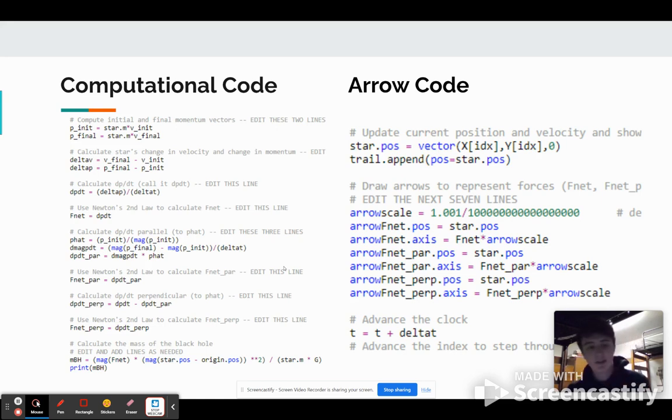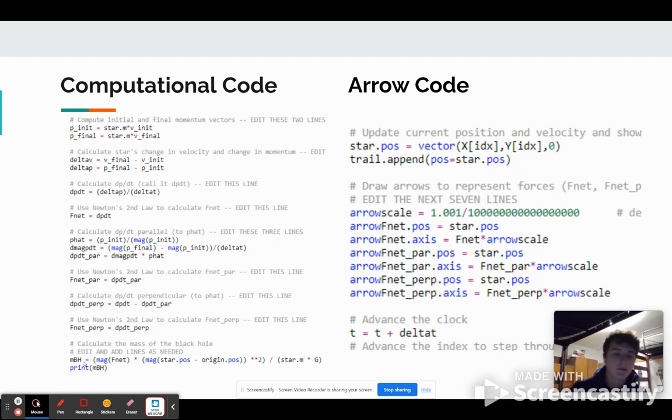Then we go through some computation and find a lot of values. The important one is at the bottom on the left side, this MBH, which is the mass of the black hole, which we find by rearranging the gravitation equation equals Fg in order to find the mass of the black hole using the other factors that we find earlier.